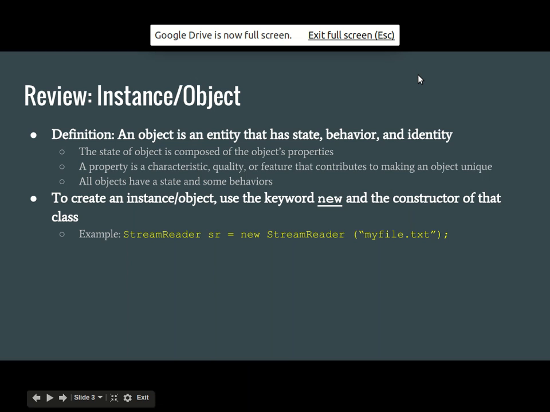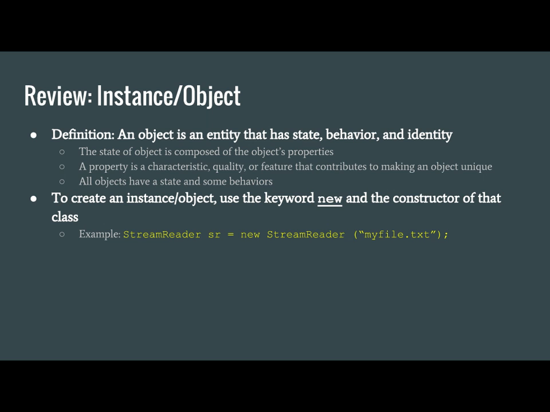Okay. So to create or instantiate a class, or to create an object or instance, you need to use the keyword new and the constructor of that class. For instance, before we talked about the stream reader object, what we do is we specify the class, which is stream reader, and we give a name, which is the identifier of the variable, and we use this keyword new and this constructor to create an object of the stream reader class.